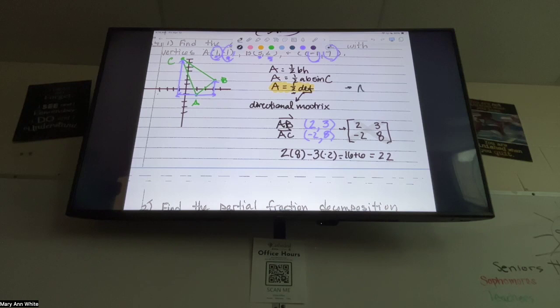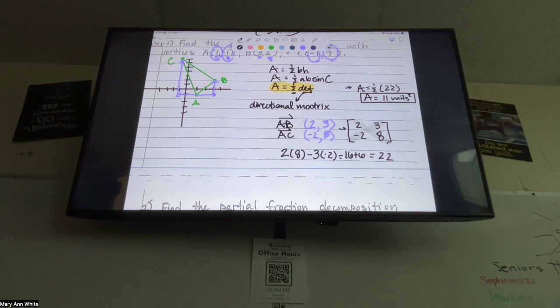And so now when I do the area, I'm just going to do 1/2 of 22. And what is 1/2 of 22? 11. So the area of that triangle is 11 units squared. You don't necessarily need the units with it, but I think that helps humanize it and make it make sense. All right, there's a problem like this in our notes, on your homework, and on your next test. Go ahead and flip it over.